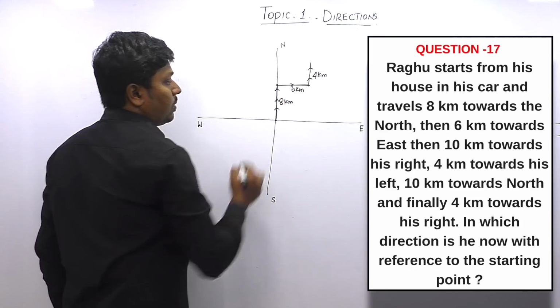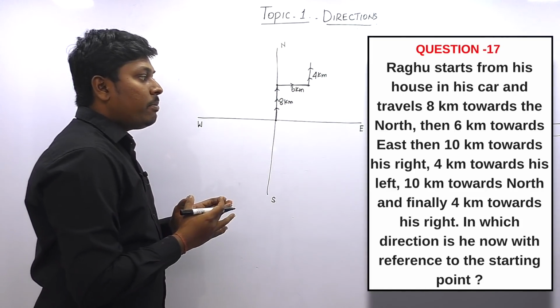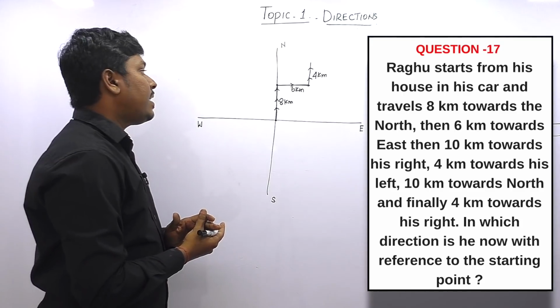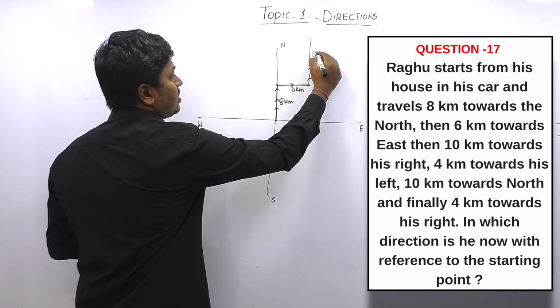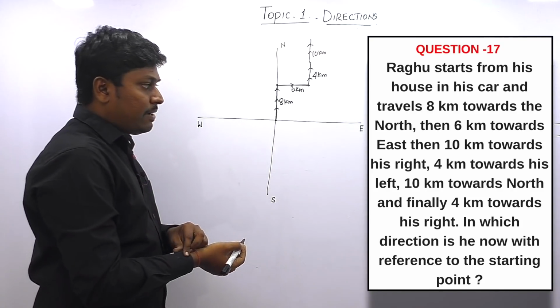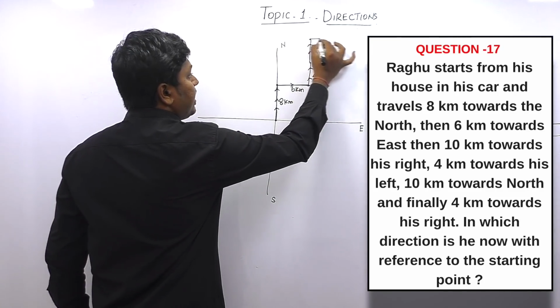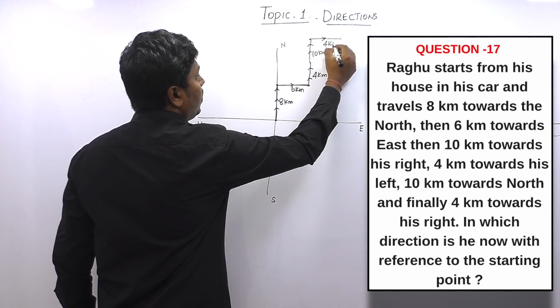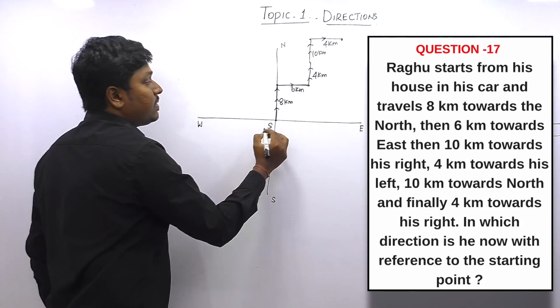Okay. Then finally what they say is 10 kilometer towards north. Again he is traveling 10 kilometer towards north. From this point, again 10 kilometer towards north. Okay. And finally 4 kilometer towards his right. So after reaching this point, he is taking a right turn and he is walking 4 kilometers. I think this will be the ending point. Yeah, this will be the ending point and this will be the starting point.